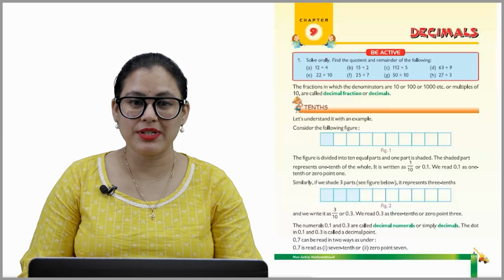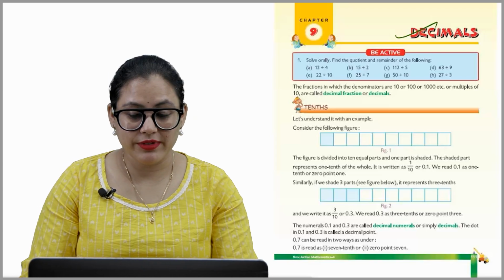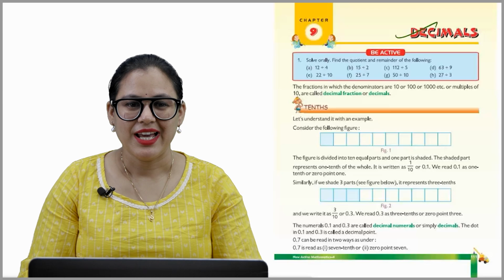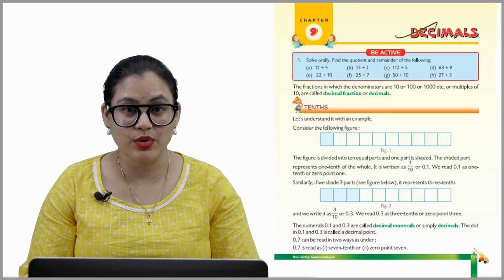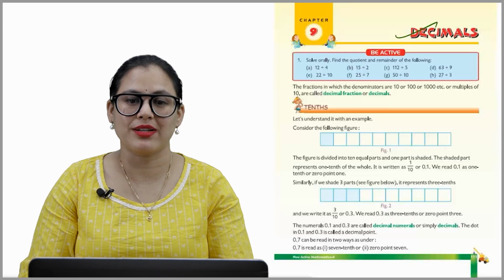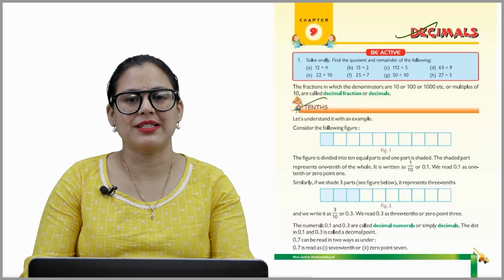Let's start today's chapter, decimals. You have to solve these orally and find out the quotient and remainder. Okay. The fractions in which the denominators are 10 or 100 or 1000 etc. or multiples of 10 are called decimal fractions or decimals. Tenths. Let us understand it with an example.